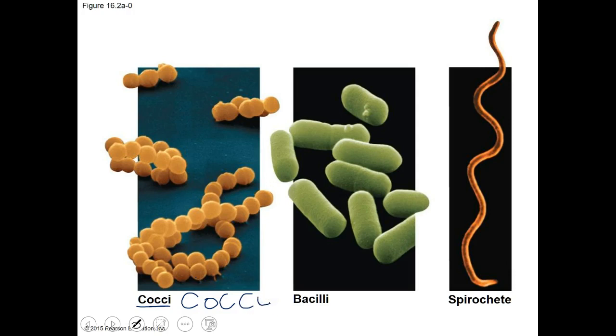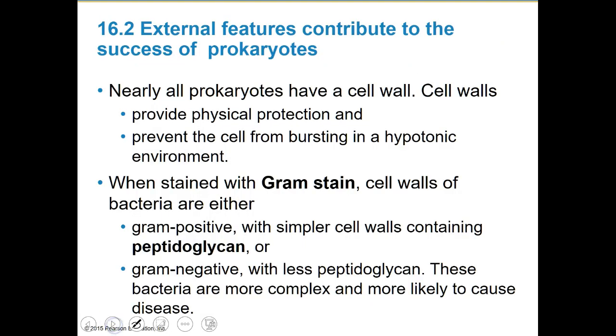It's telling you it's a round one. Bacilli, you've got the long L's, which give you the rod shape. And then spirochete, it's a spiral. So it's nice to remember. Some of the things we can go by.